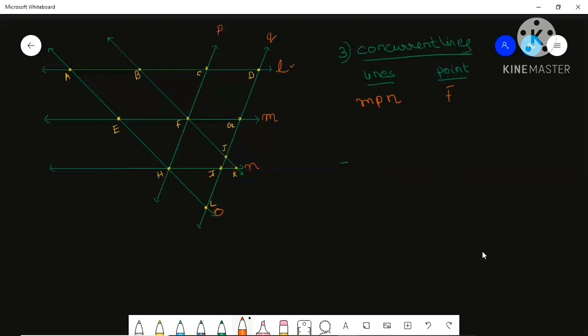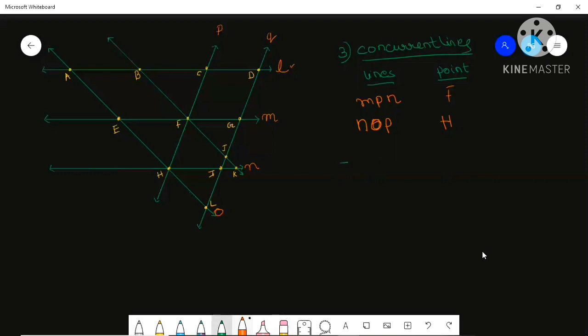Then is there any more? Yes, H. Which are the lines used? N is used, O is used, and P is used. So N, O, P pass through H. Any more you can see? I have found only these 2 points, no more.